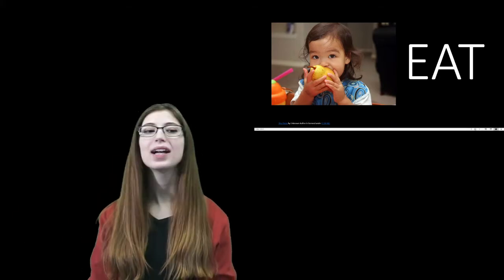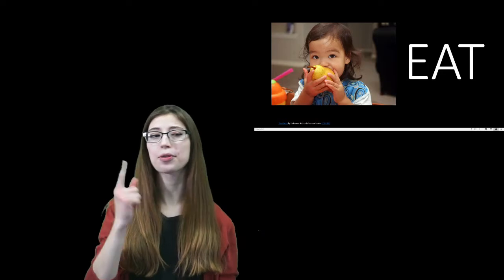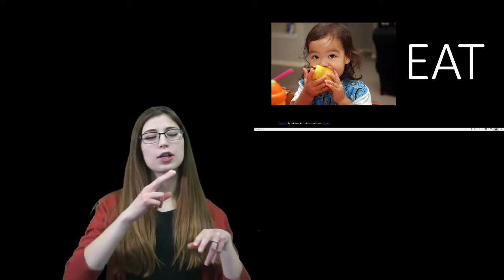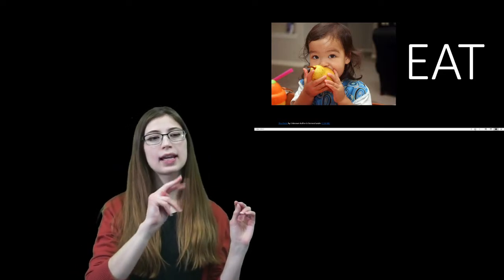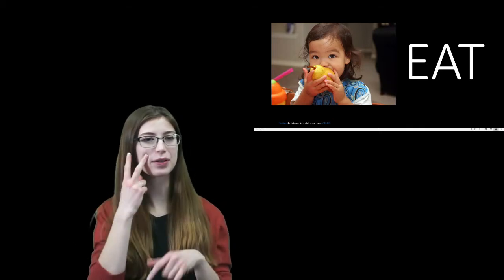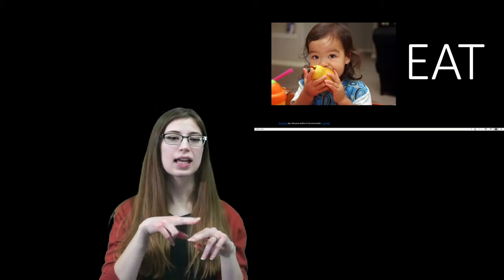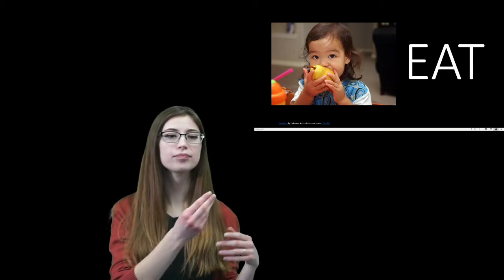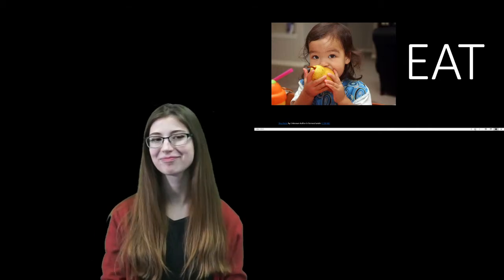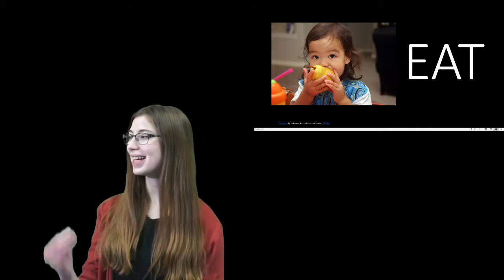Eat. Pinch O handshake, touching to your mouth once. This follows the same 2 motions for a noun, 1 motion for a verb pattern that we've seen in words like sit and chair. You have food and eat.